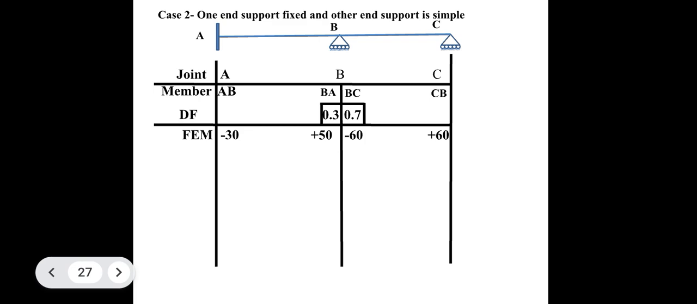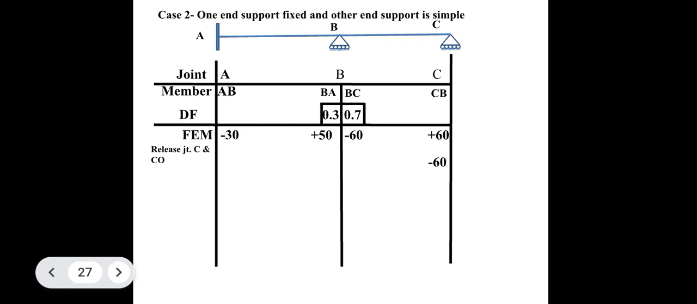Now in previous example, what we have done, we have released both the supports A and C because A was simple. But now here support C is simple, it needs to be released. Fixed support should not be released because there is some moment which we know, and therefore we will apply equal and opposite moment at C. You can observe that the moment at C is plus 60. Now we need to apply the moment of minus 60.